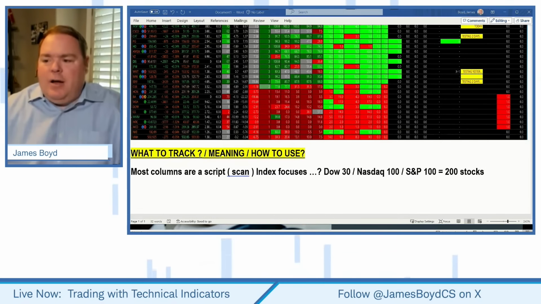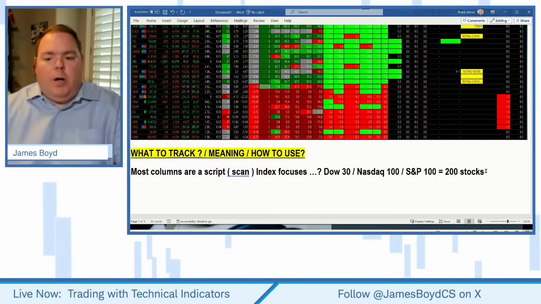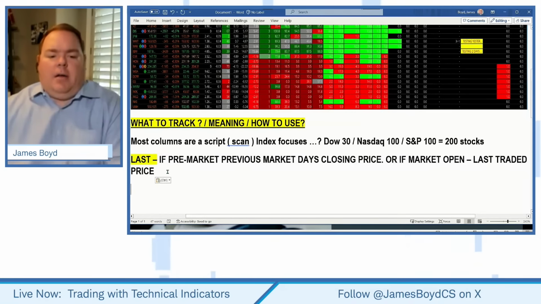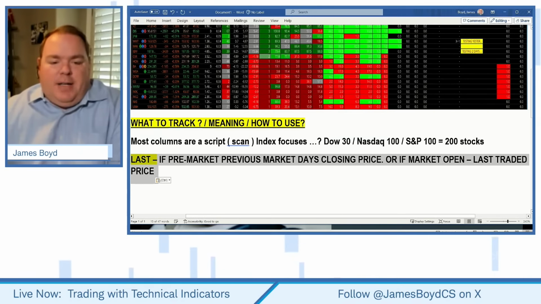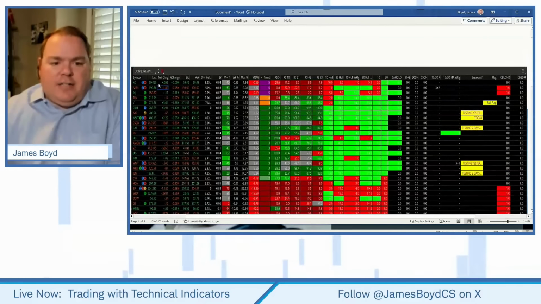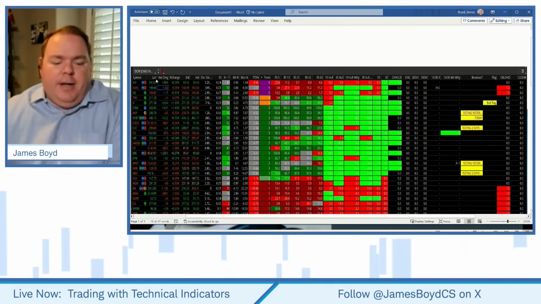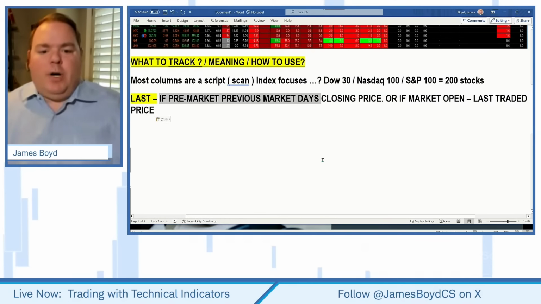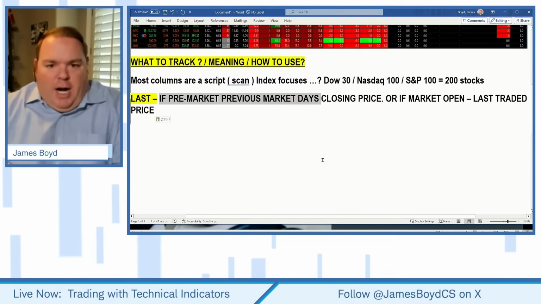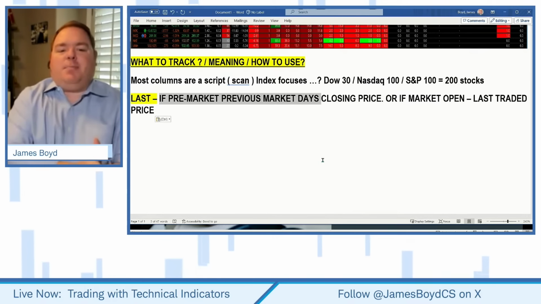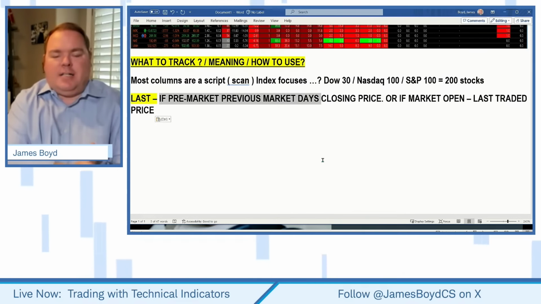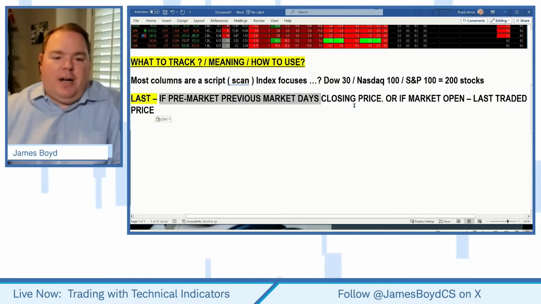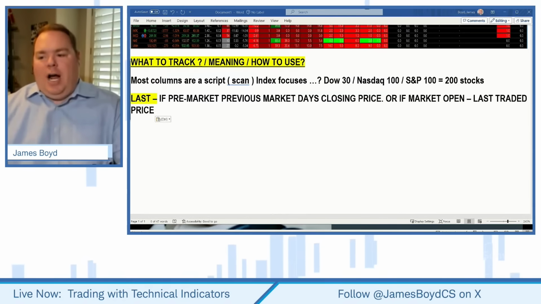Now, what I want to do is go through these columns, and I'm going to go down one by one. I'm going to talk about what and why, okay? So I don't know how many of you do this, but when we look at the last column, okay, the last column is right there, right where I'm pointing. What does that tell us, okay? If we're in the pre-market, like this morning, it was the previous market day's closing price. So if it's Monday, the previous market day's closing price would be the Friday close. Well, why does that matter? Well, the biggest thing is we're really trying to see what was that closing price. If the market is open, this is the last traded price, okay?